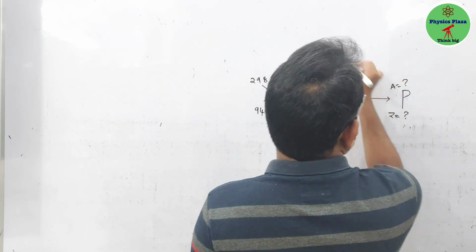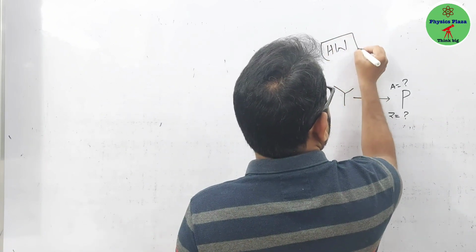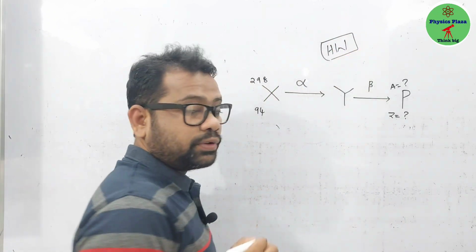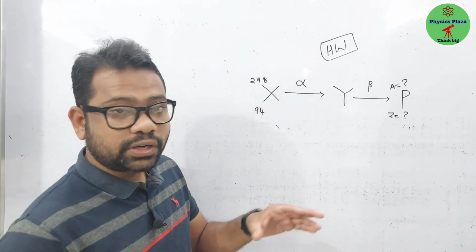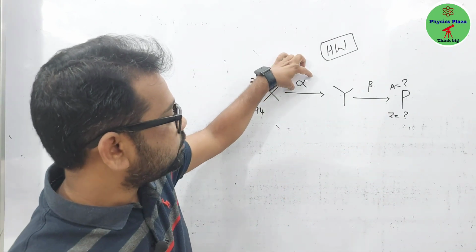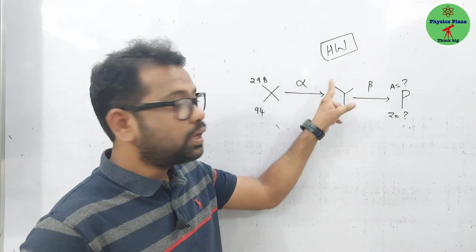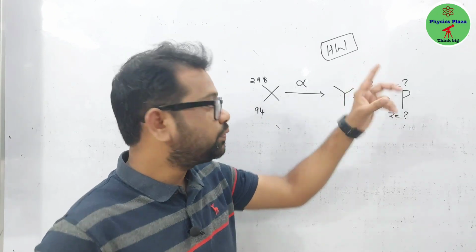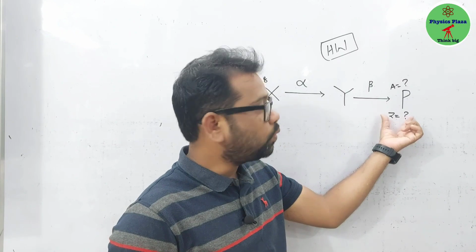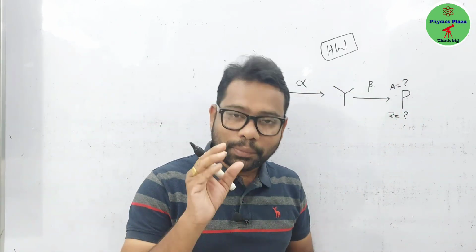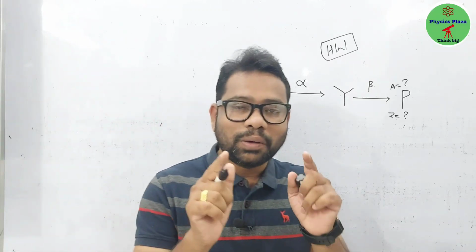So this is a homework question for you. It is based purely on alpha decay and beta decay; gamma is not involved here. Try to understand: this nucleus emits an alpha particle and there will be a change in the atomic number and the mass number. Again it emits a beta particle. Then finally it is a nucleus P. What is the atomic number Z here, and what is the mass number? Just think about alpha decay and beta decay, then you get the answer.